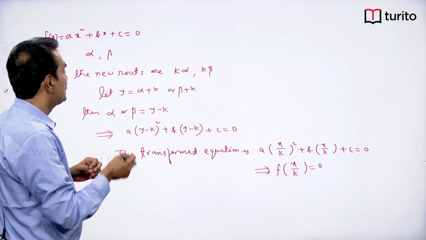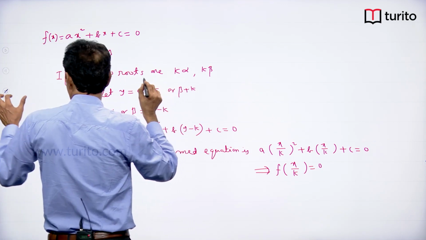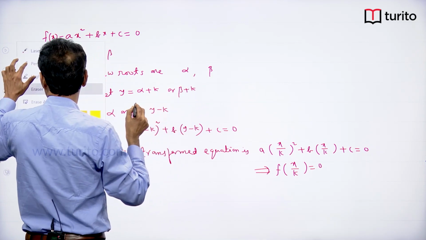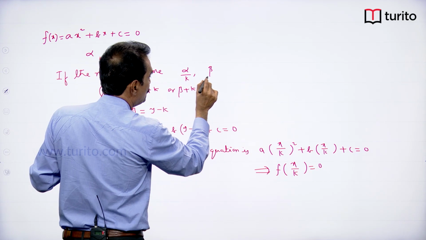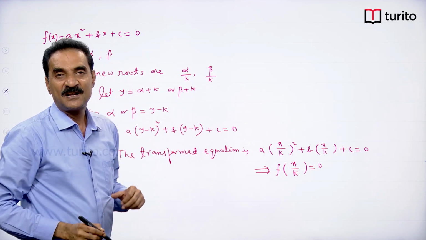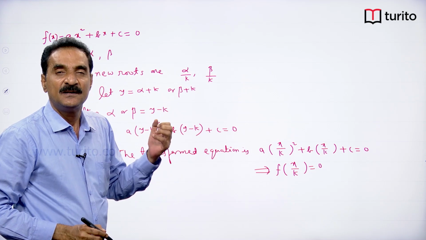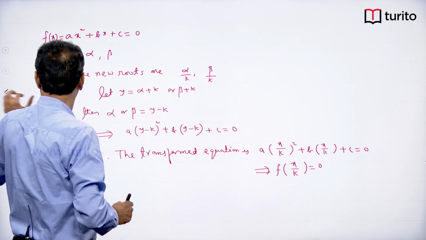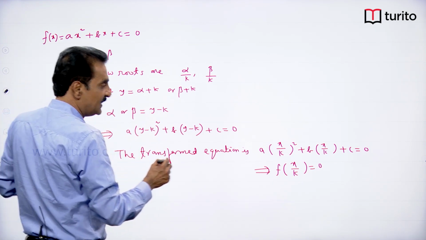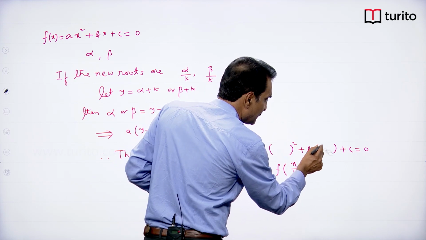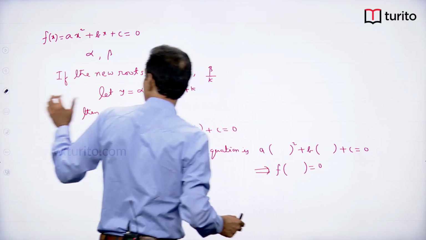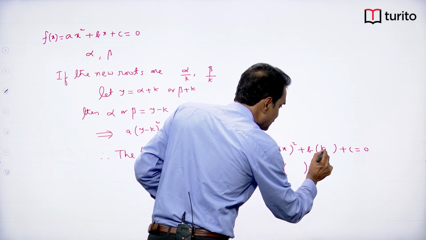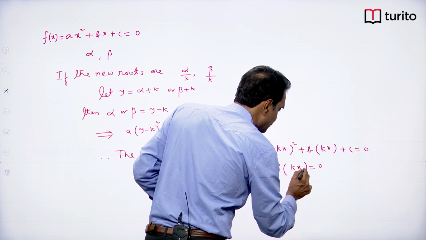Is it not? Similarly, if you divide each root by k, then what will be the transformed equation? You can easily guess. You should multiply x by k. So we should replace x by kx. So the transformed equation will be f of kx is equal to 0. Okay.